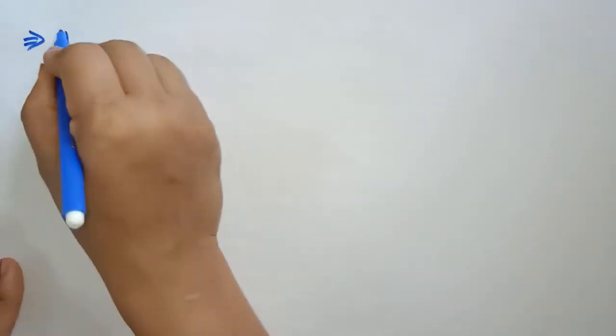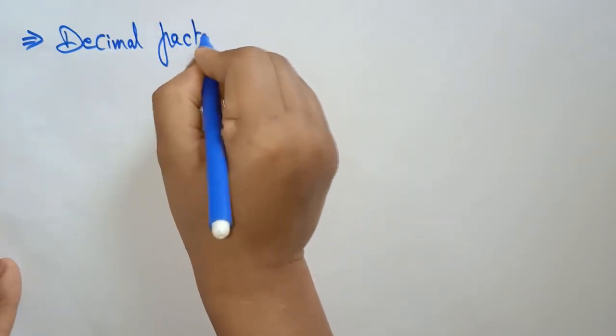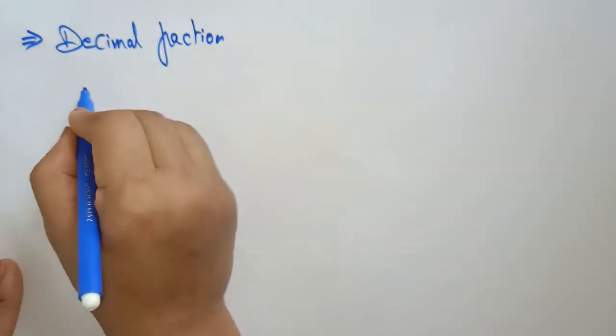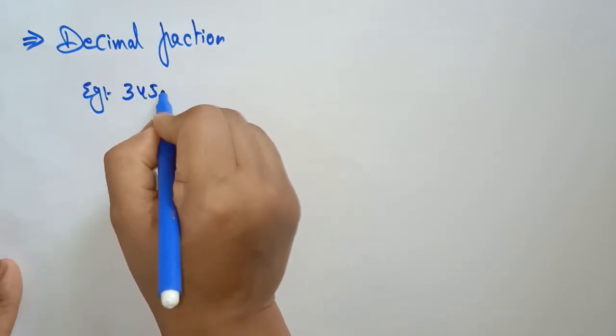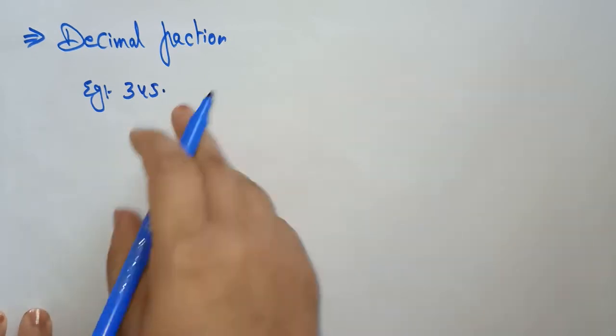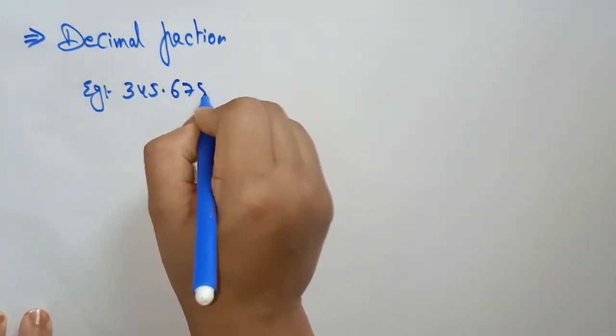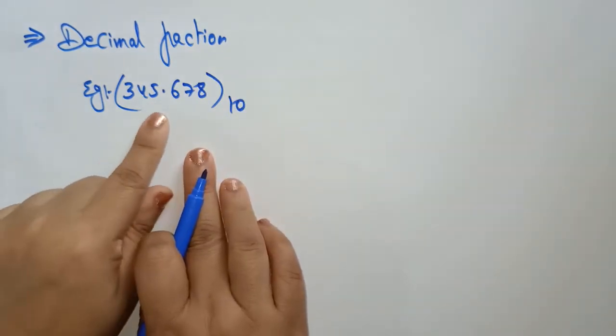First of all, what is a decimal fraction? What does it look like? A decimal fraction is nothing but a decimal number with a dot, a base point. For example, 678 to the base 10. This is a decimal fraction number.